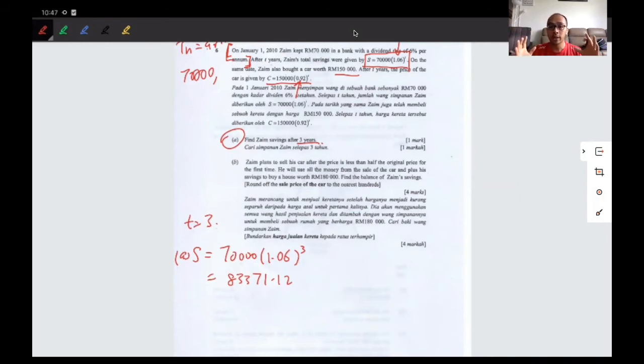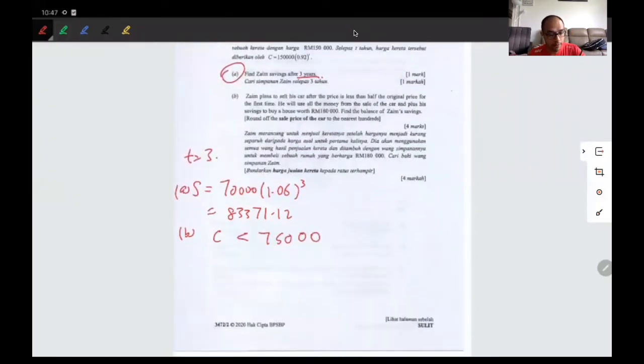So the first thing we need to know is when his car is less than half. So the original price is 150,000. Half will be 150,000 divided by 2, which is 75,000. So we want to know when C is less than 75,000. This is where we start. We have 150,000 times 0.92 to the power of T less than 75,000.